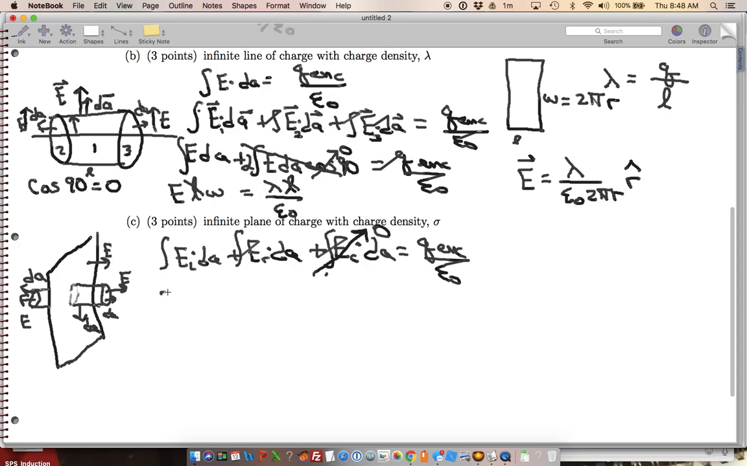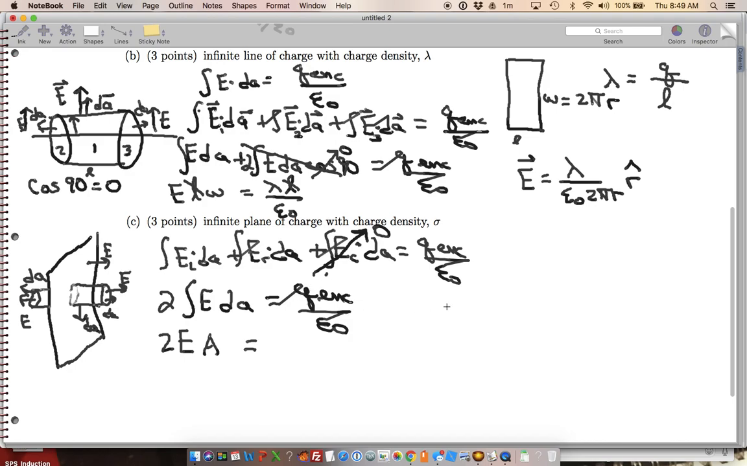So now I have two of these, so I'm going to have 2, and then we'll just say E is the same here as it is there. dA equals Q enclosed over epsilon naught. Okay, so now I could say my area is pi r squared because that's the area of a circle, but I'm just going to leave it as A, and you'll see why in a sec because it just makes it easier.